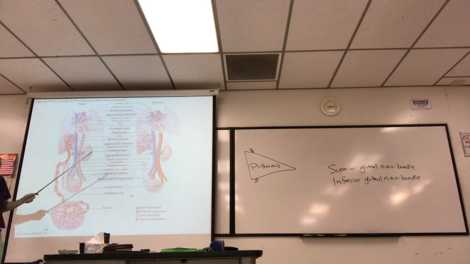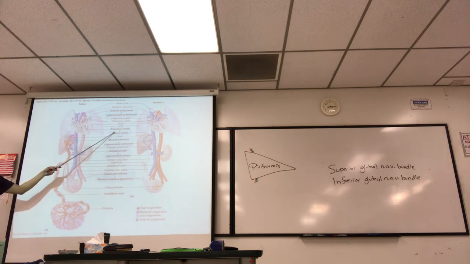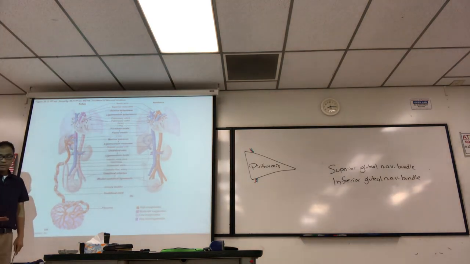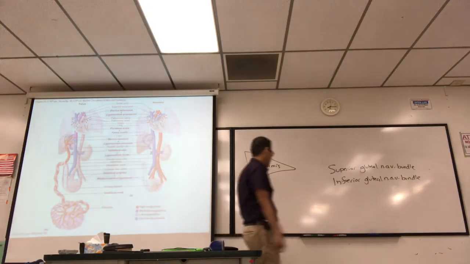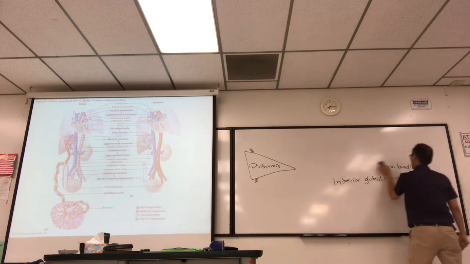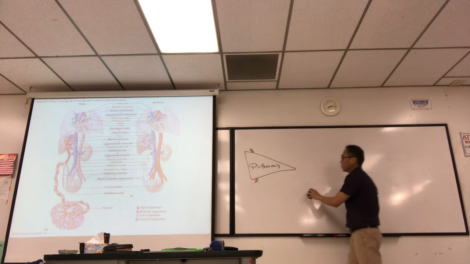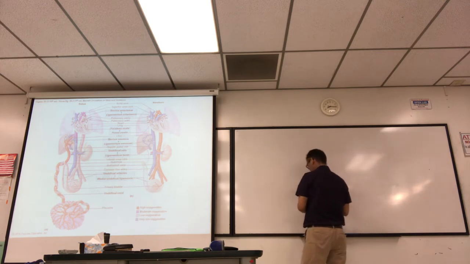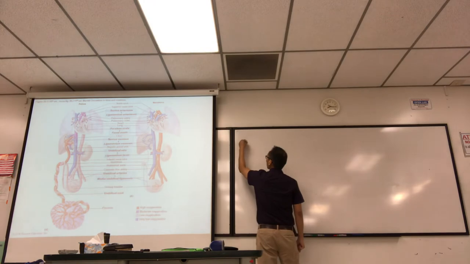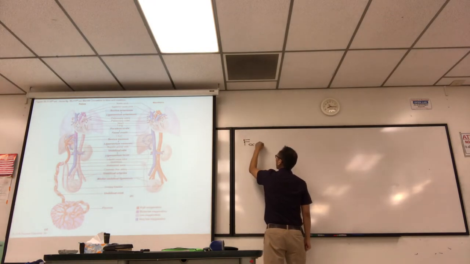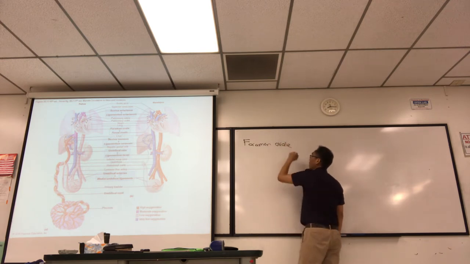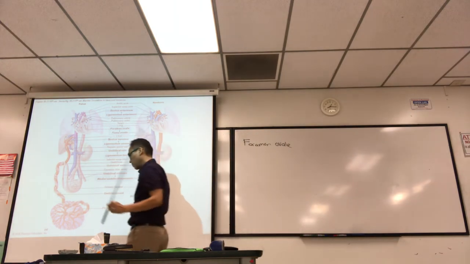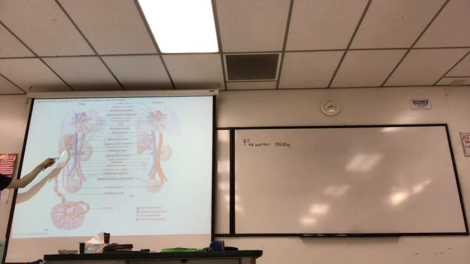One is right here. It's the foramen ovale. So what you got here is in the fetus, it circulates one way. And then as soon as you're born, the circulation changes. Okay. Foramen ovale is a hole in the heart. It's in the interatrial septum. Let me show it right here. They point to it like right there.